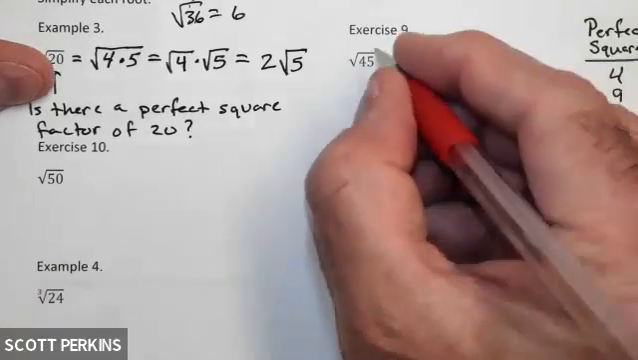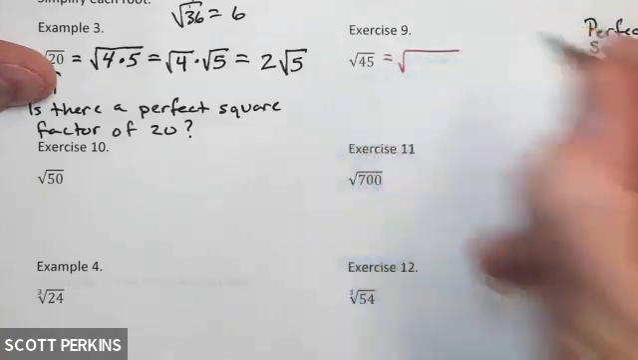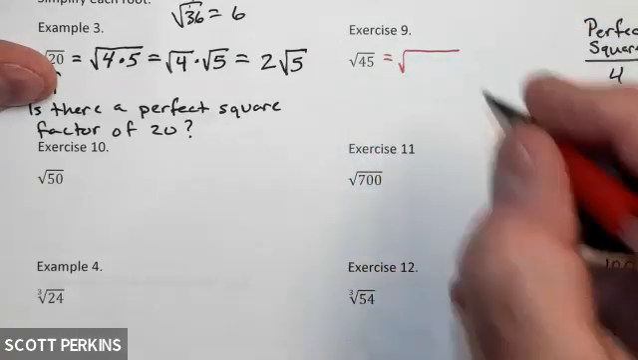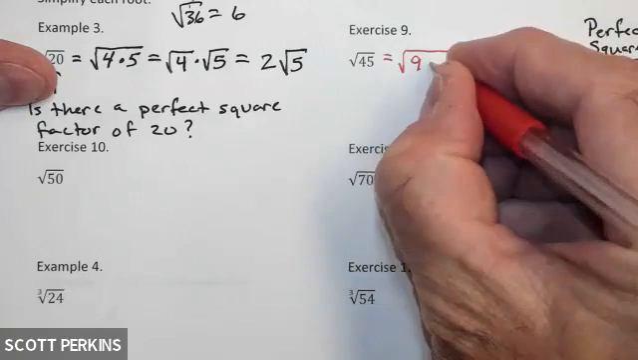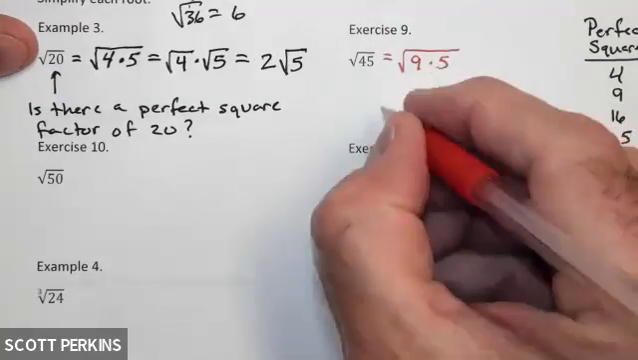All right, so 45. Does 45 have a factor that's on my list of perfect squares? Perfect, that's a great choice. I'm just going to write the 9 first, but it doesn't matter the order at all. That's just my personal preference. So 45 is 9 times 5, both under the radical. Again, once you've done a few and you get good at this routine, you don't have to write this step.